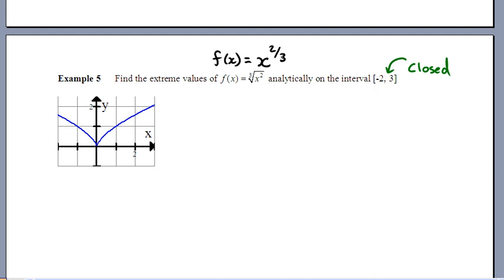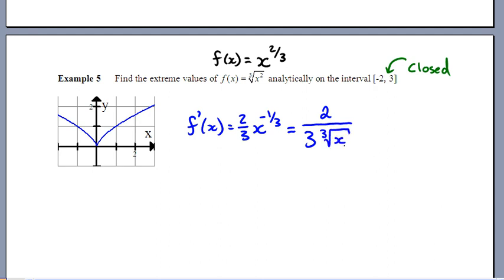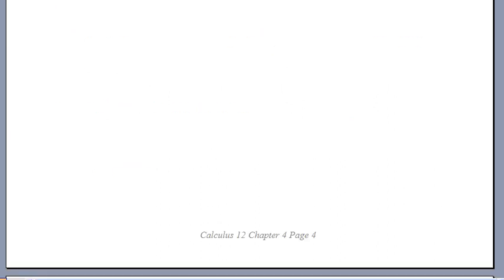Okay, let's go and do a derivative. The derivative for this function is going to be 2/3, that comes down, x to the -1/3. Now I am going to tidy this up a little bit. I know in the previous chapter we never bothered, but here it could be useful. This has a 2 in the top, and then there's a 3, and then a cube root of x down there in the bottom.